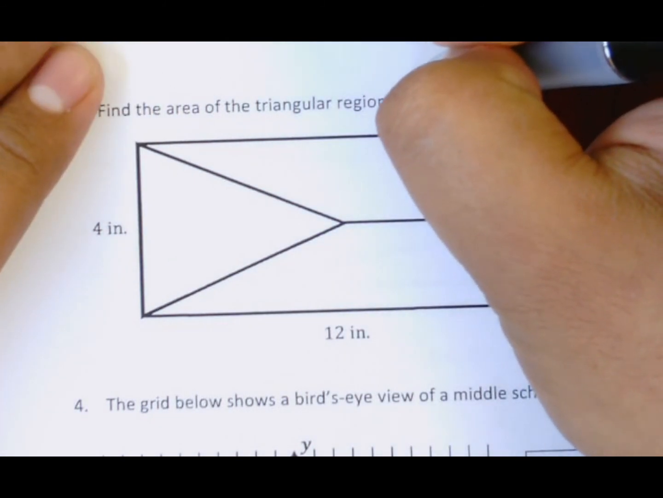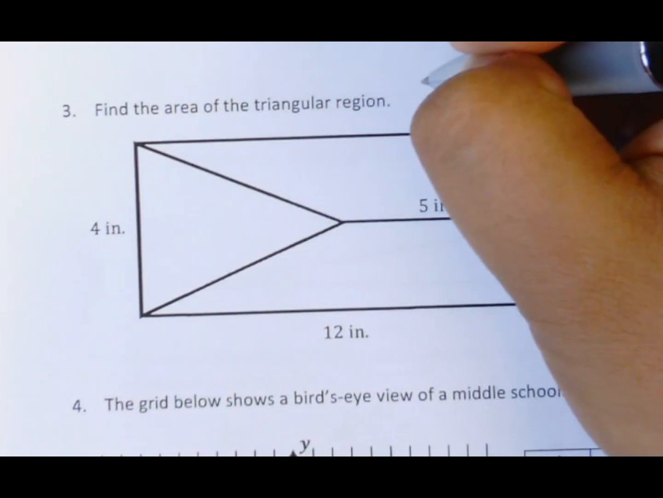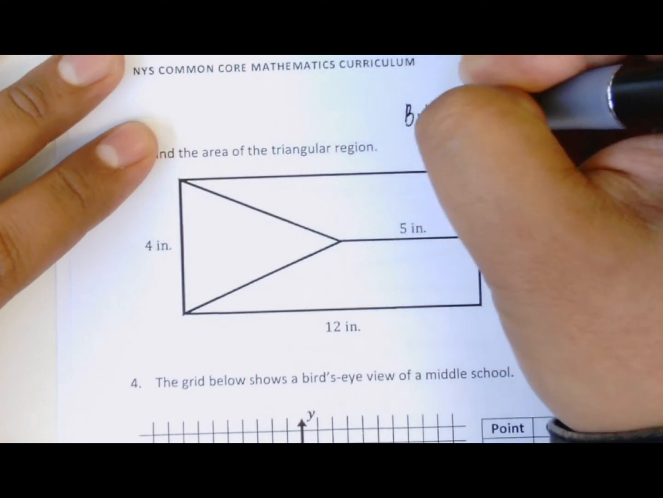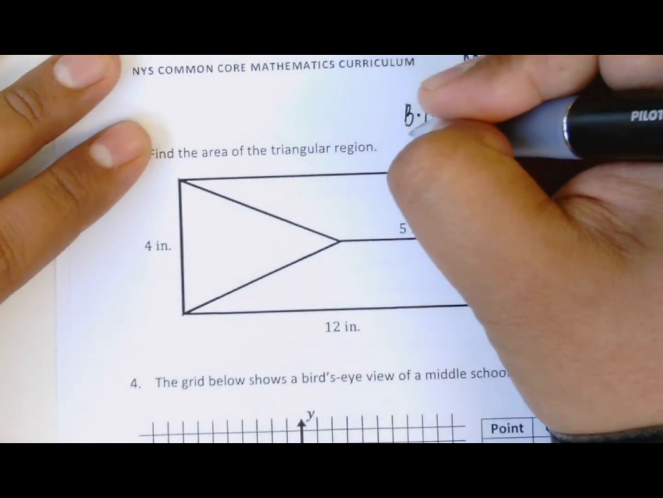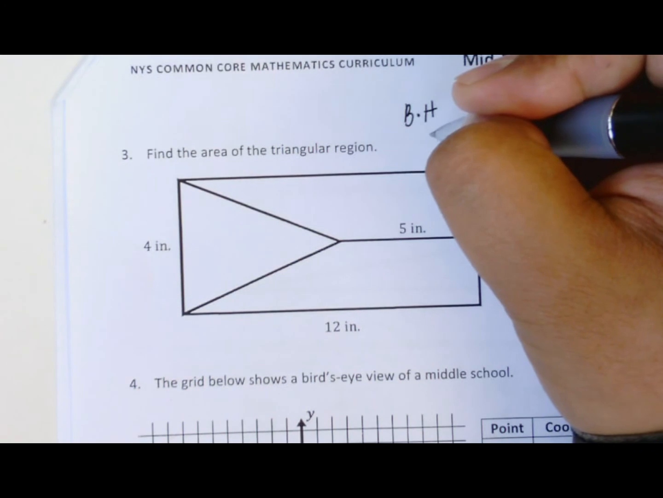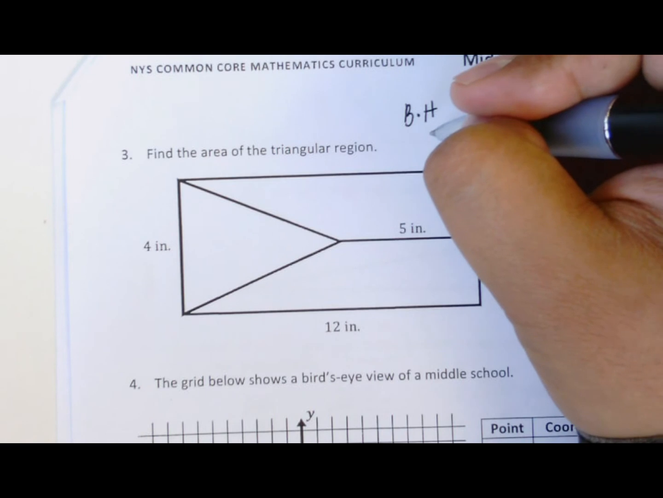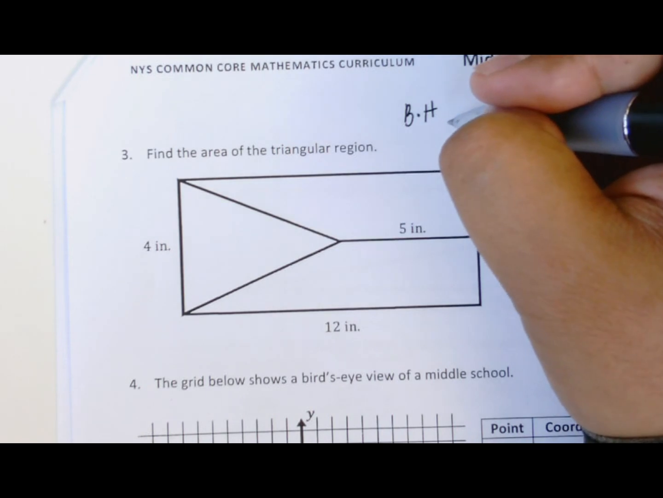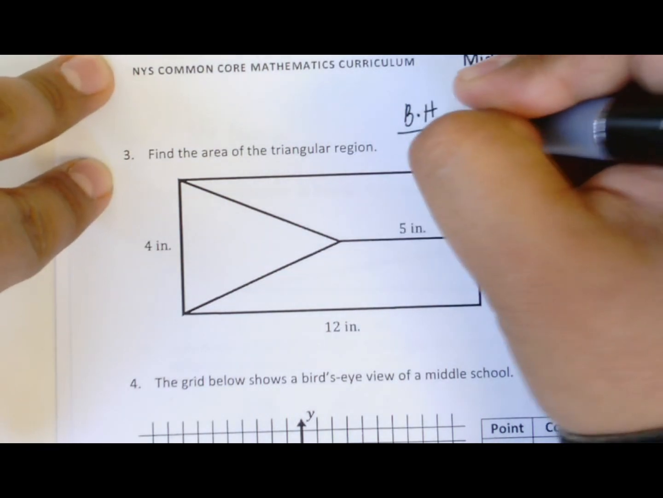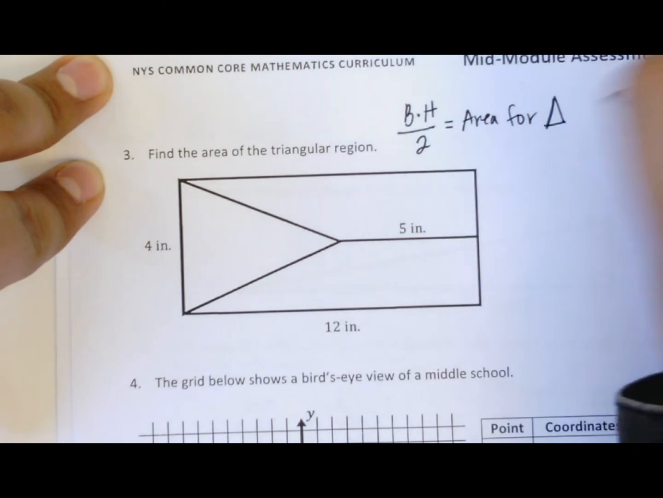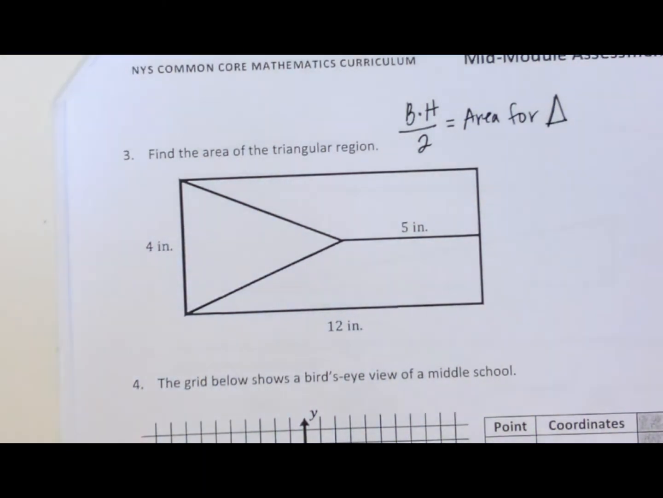Yeah, so I can write it. I need my key. Base times height. What else? Huh? No, for my triangle, sir. Thank you. Area for triangle. Cool.